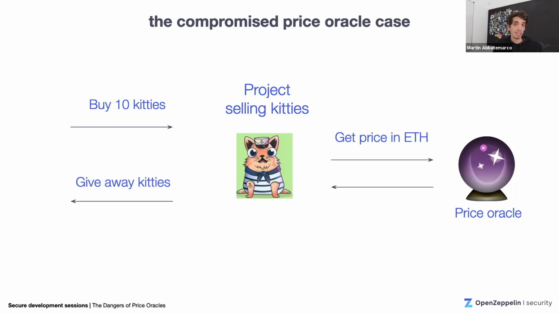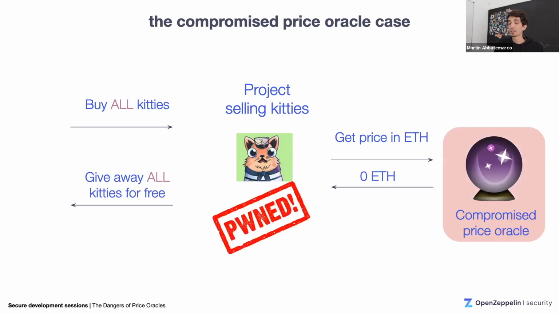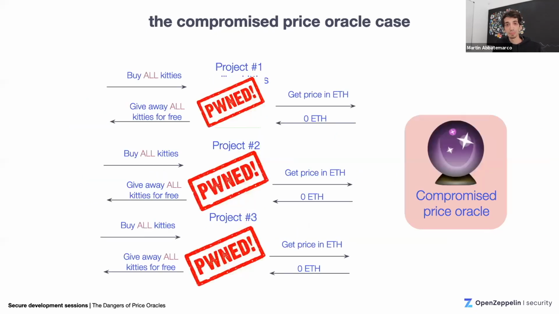That's fine. But what happens if the oracle gets compromised or is manipulated or something like that? It might be the case that the oracle says the price of keys is 0, and basically now everyone can buy all the keys. And not only that, that's also true for every other project depending on the same oracle. So as many projects depend on the same oracle, the security of the oracle is far more important.